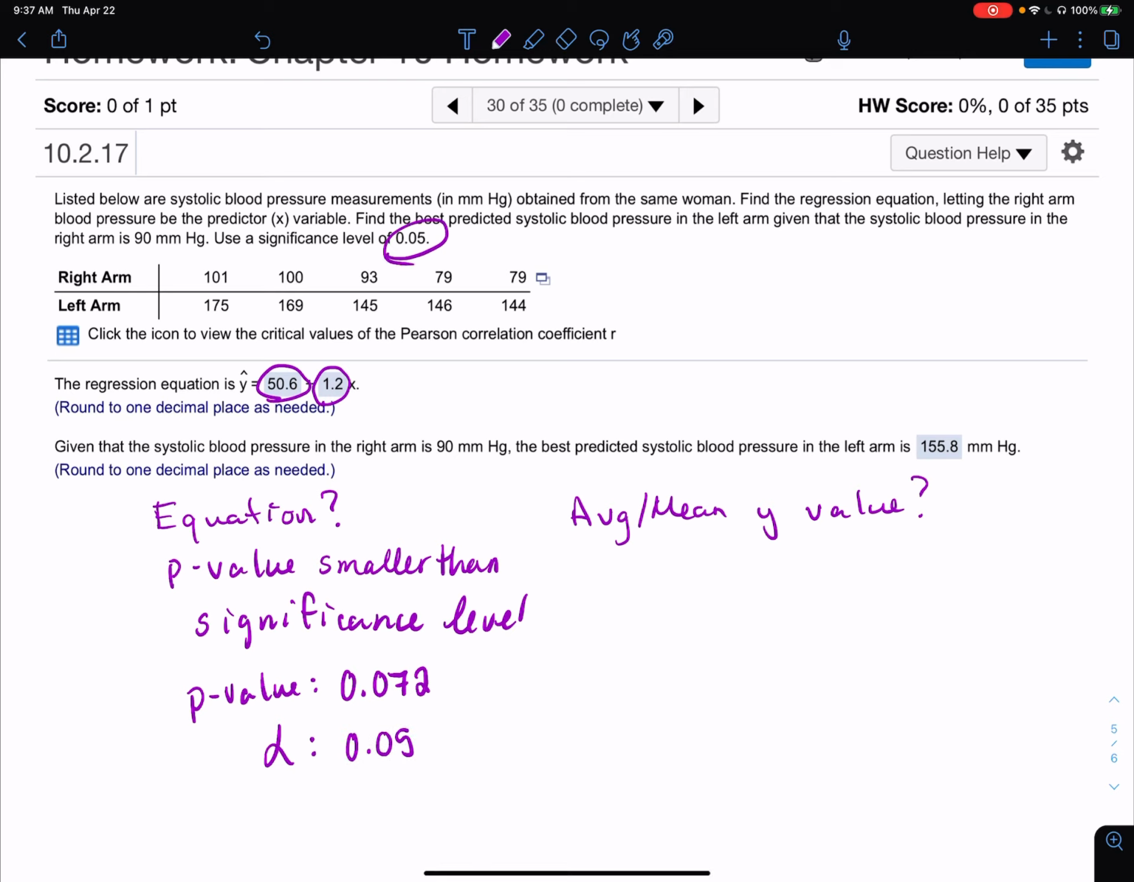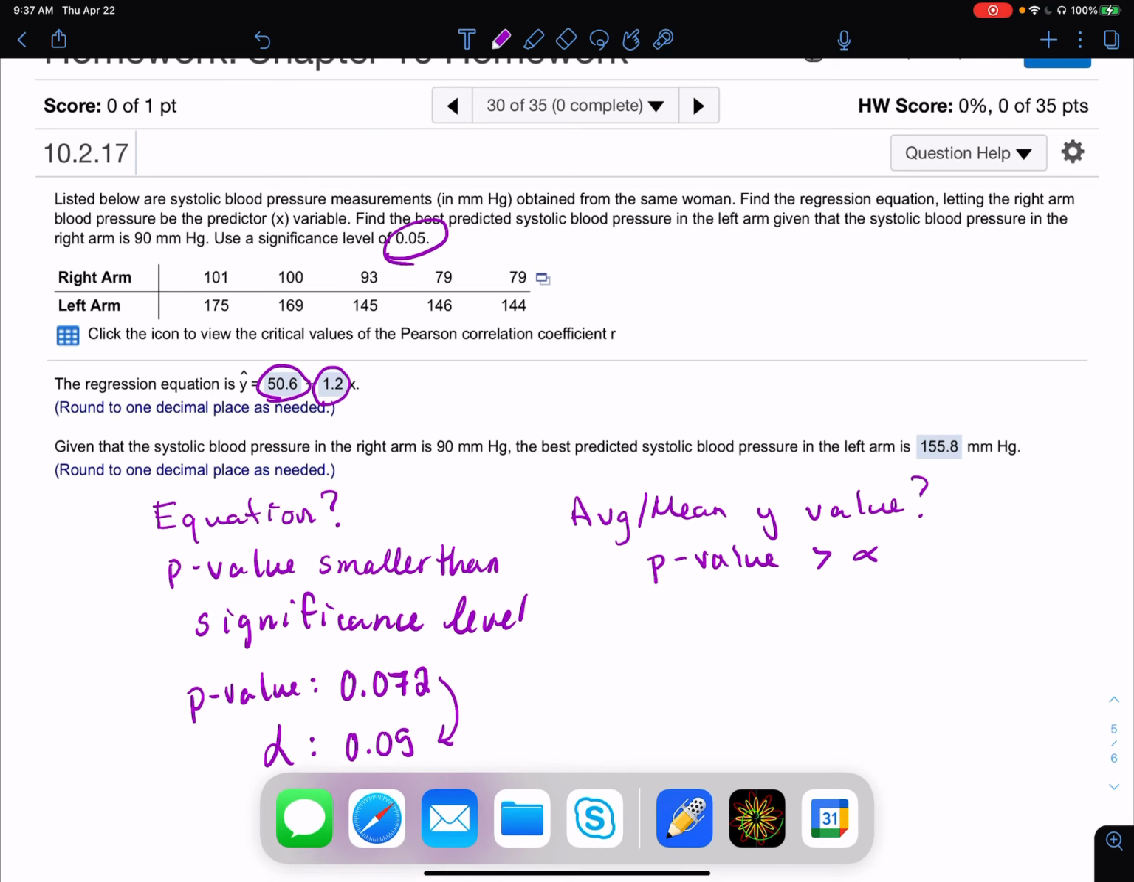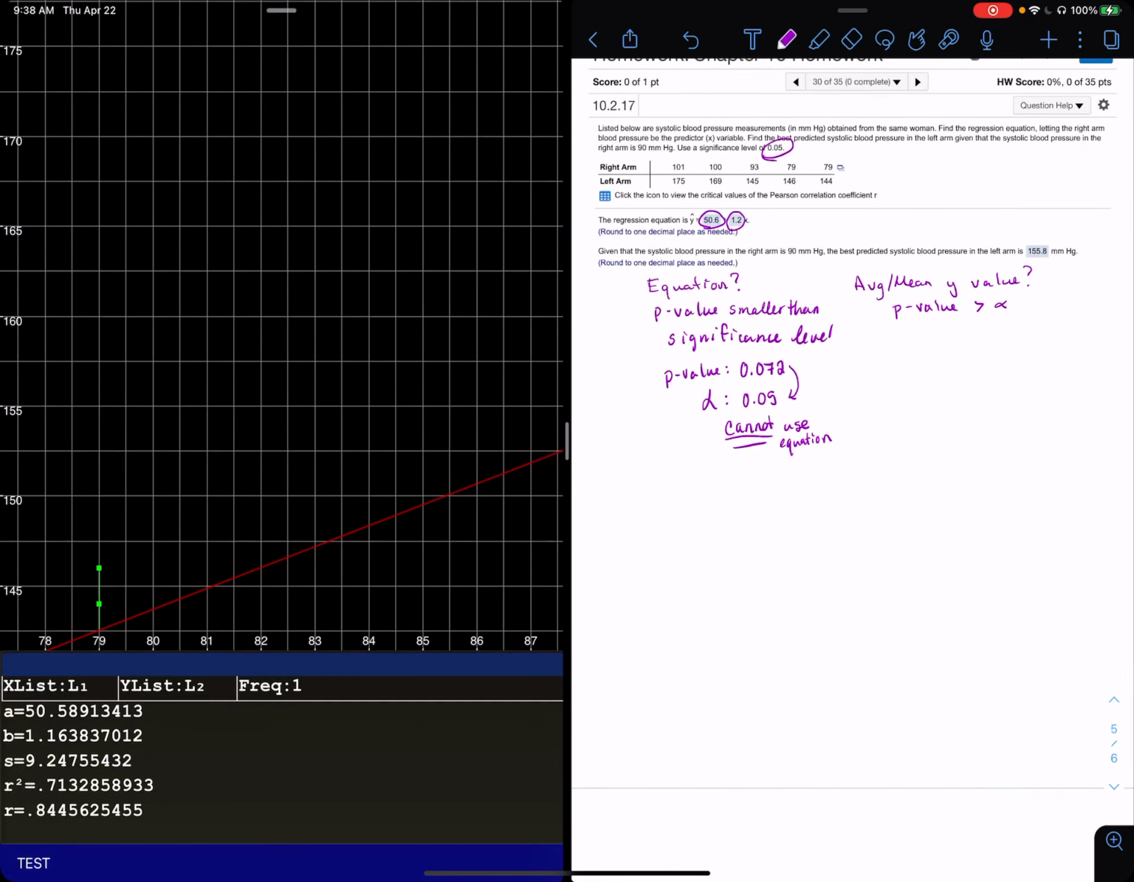Because the p-value is larger than the alpha, we cannot use that equation. So I can't just plug my number in for x. So now that's when I use that mean y value. If the p-value is greater than alpha, like it is in our case, we just find the average or the mean y value. So I'll go back to my calculator.